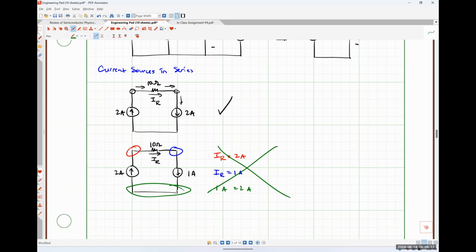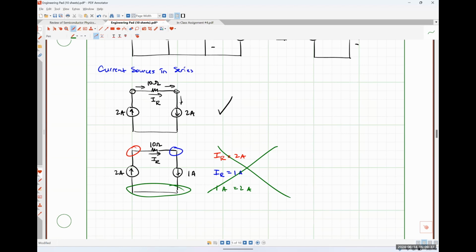So you would be very hard pressed to ever find a practical situation where you had two current sources in series and they didn't carry the same current. As far as I know, it can't be done. So it's not something that you should ever really worry about.